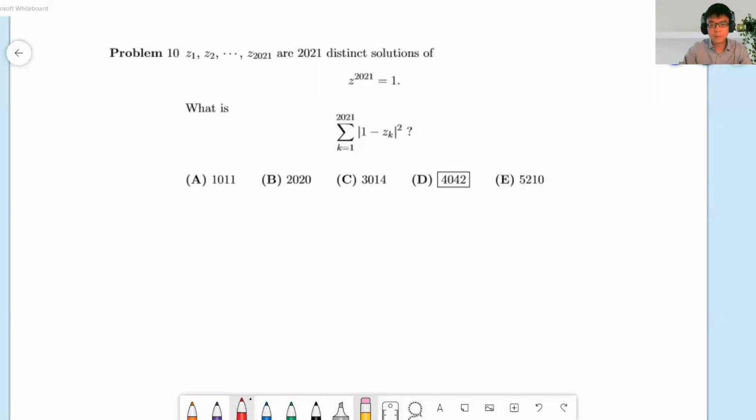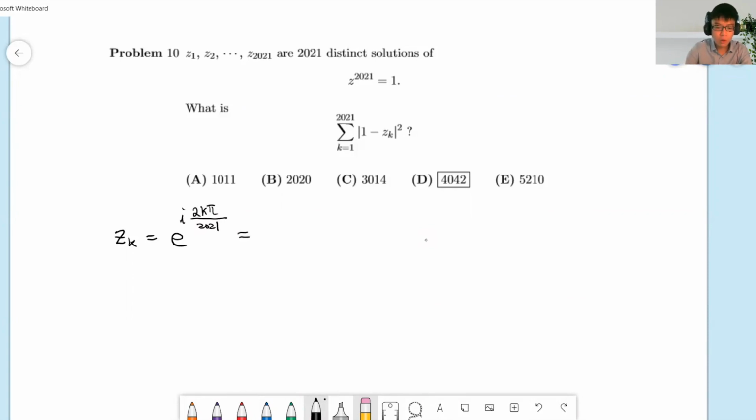Question 10. Z1, Z2 up to Z2021 are distinct solutions to the following equation. Z to the 2021st power equals 1. And what's the following summation? Let's first express these solutions. So by roots of unity, we see that zk can be expressed as exponential 2k pi over 2021 with I here. So that's in Euler's formula.